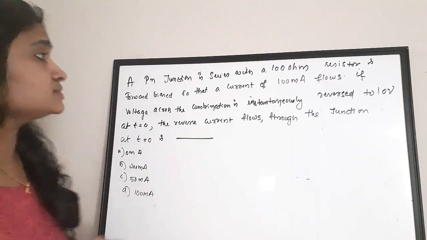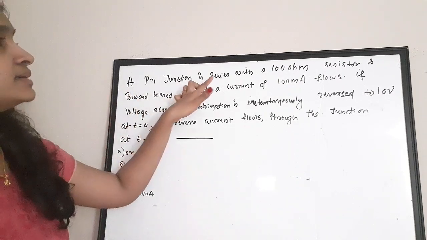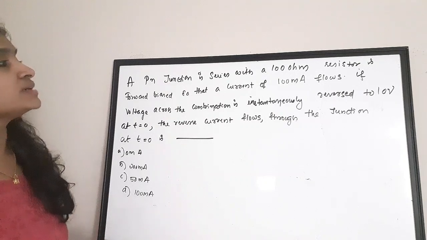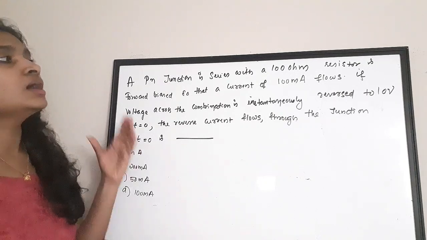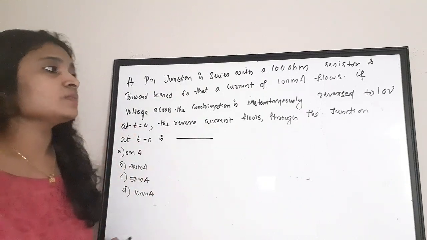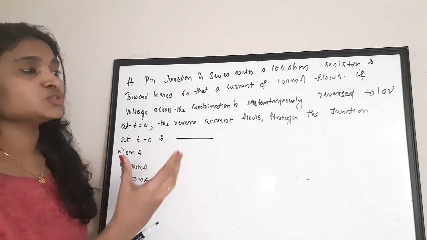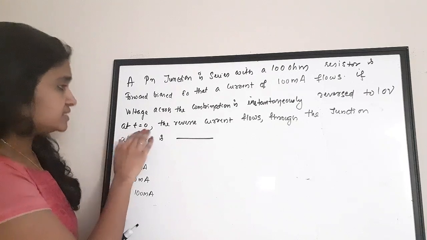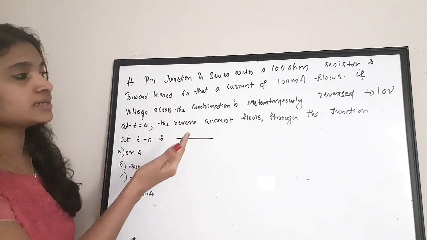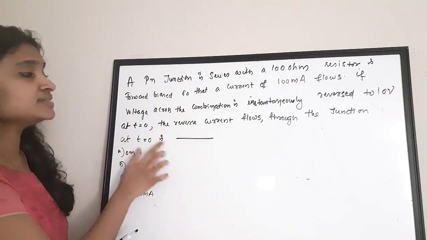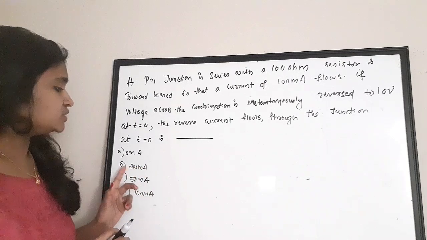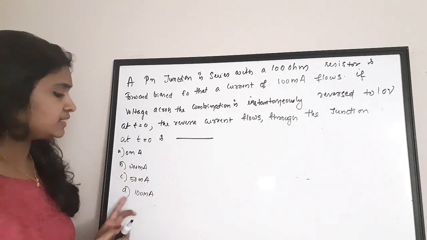Next question is this: a PN junction in series with a 100 ohm resistor is forward biased so that a current of 100 milliampere flows. If the voltage across the combination is instantly reversed to 10 volt at t equal to 0, the reverse current that flows through the junction at t equal to 0 is dash. Option A 0 milliampere, option B 200 milliampere, C 50 milliampere, D 100 milliampere.